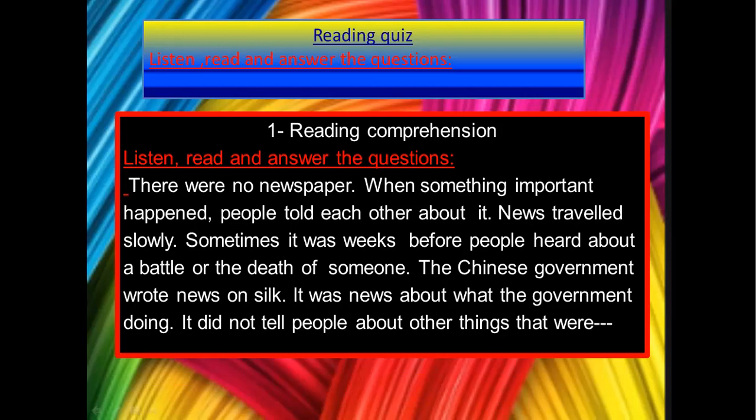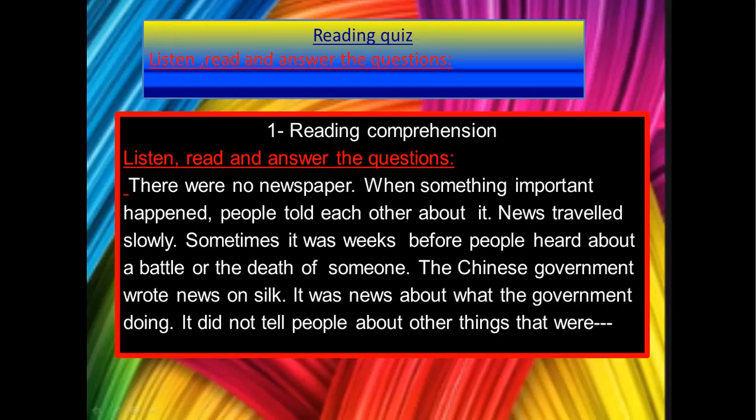There were no newspapers, of course, in the past, 2000 years ago. When something important happened, people told each other about it. News traveled, of course, very slowly because there were no means of transport, and we cannot measure things in the past with our present time. Now everything is fast because we have lots of things which help us to make things in a fast way or in a hurry.